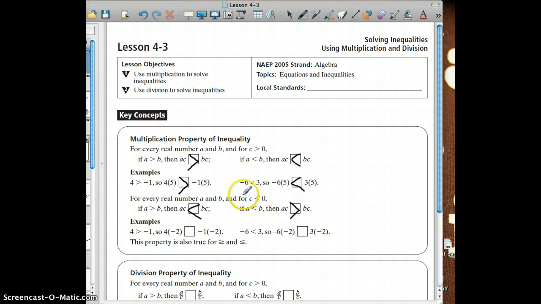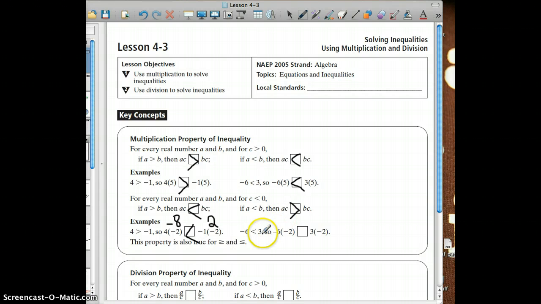Let's look at some mathematical examples here. We have 4, which is greater than -1. We multiply both sides by -2. So now we have a -8 over here, okay? And we have a positive 2. Well, which one is greater? Notice how the inequality sign is flipped, because the bigger the negative number, the smaller it actually is.